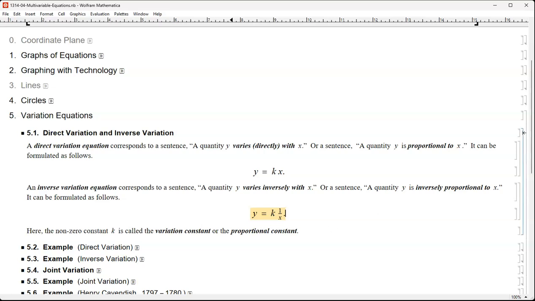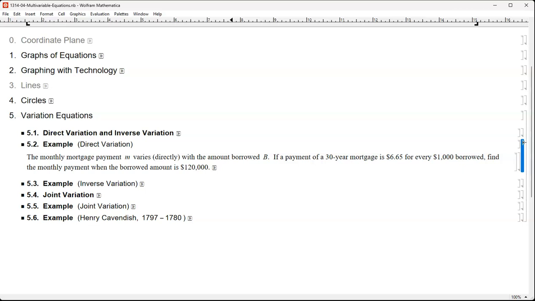Let's see, do we have an example problem here? A monthly mortgage payment M varies directly with the amount borrowed B. If the payment of a 30-year mortgage is $665 for every $1,000 borrowed, find the monthly payment when the borrowed amount is $120,000. So 1,000 times something became 120,000. Multiply the same thing to 665.